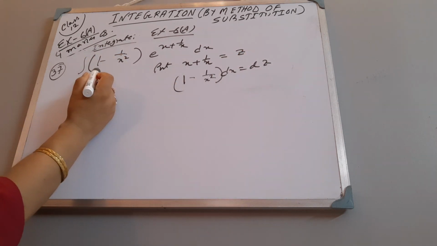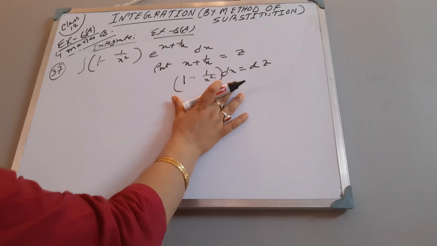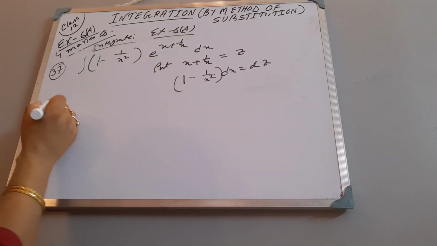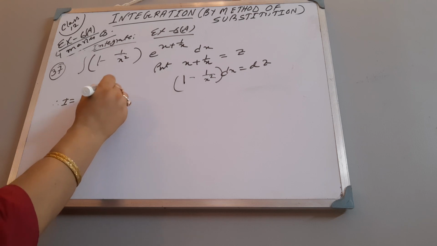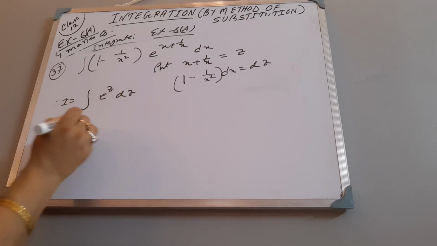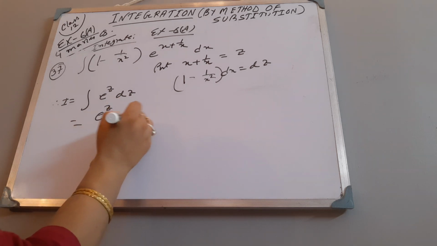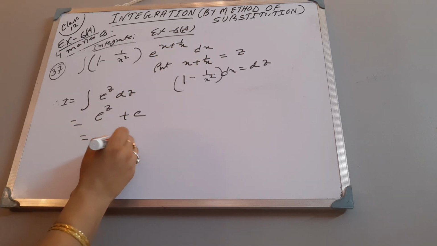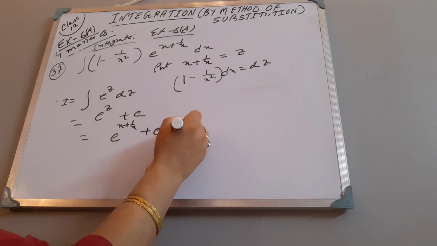As it is there, instead of (1 minus 1 by x square) dx, we will put only dz, and e to the power (x plus 1 by x) becomes e to the power z. Therefore, I is equal to integral e to the power z dz. It is a very simple substitution form. This is again e to the power z plus c, that is e to the power (x plus 1 by x) plus c. Very simple sum.